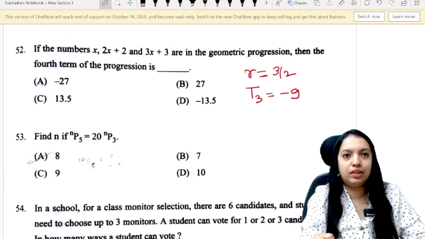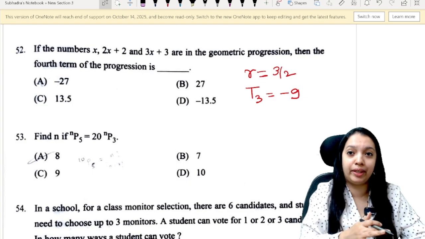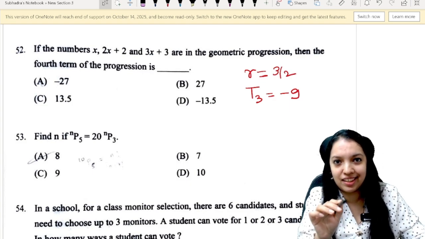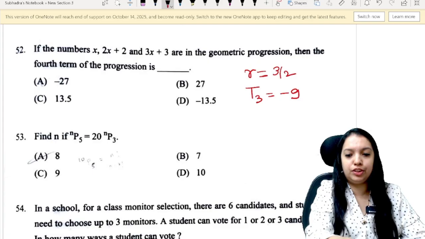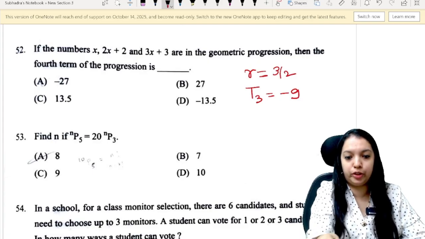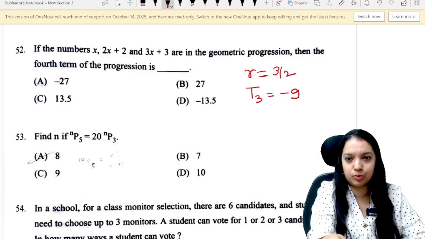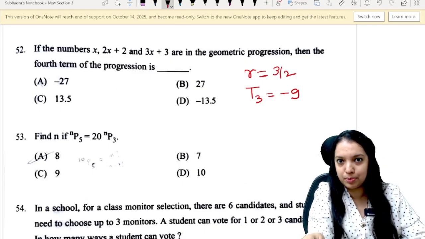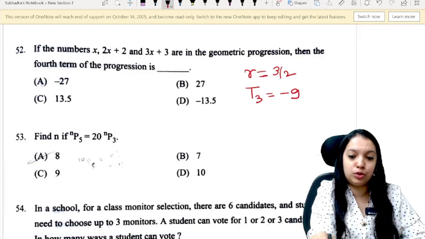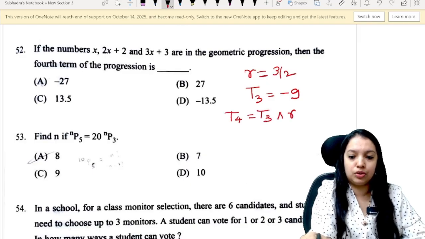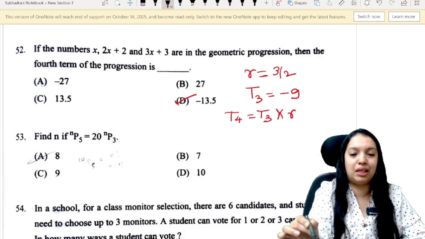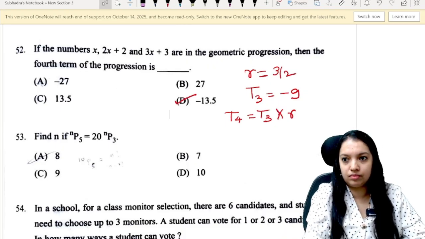Next question is about calculation of the fourth term of a GP. We were generally calculating the X value, correct? Now in this question, you get the common ratio as 3 by 2. After calculating X, which is minus 4 or minus 1, you get the third term as minus 9. Multiply these two and you will get the T4 value, which is T3 into R. So your answer for this question is minus 13.5.